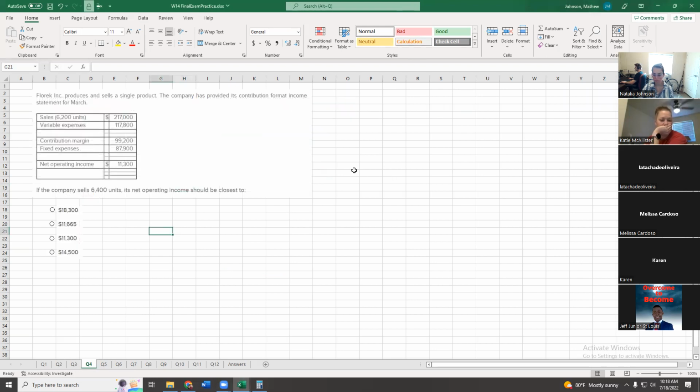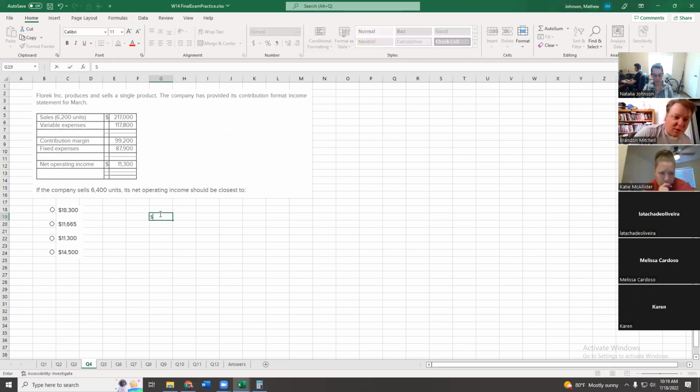Now for question 4. So they give you this net income statement based on 6,200 units. And then they're asking what is the net operating income for 6,400 units. So what do we have to do for this one?